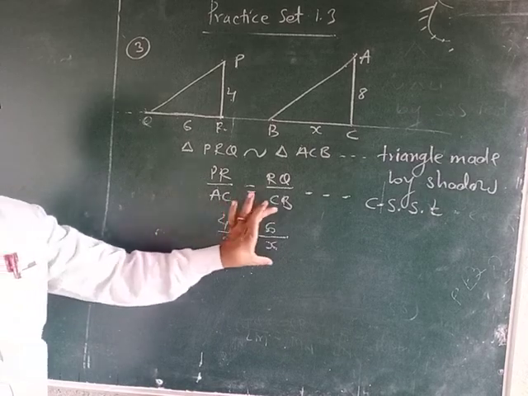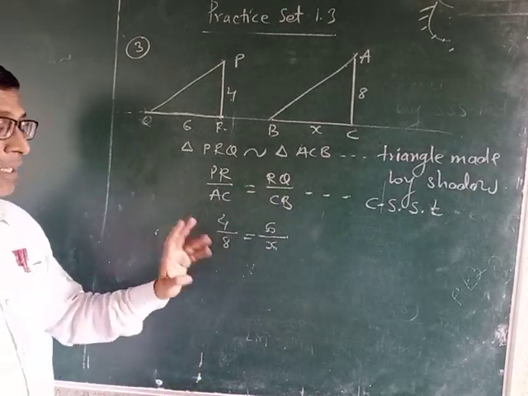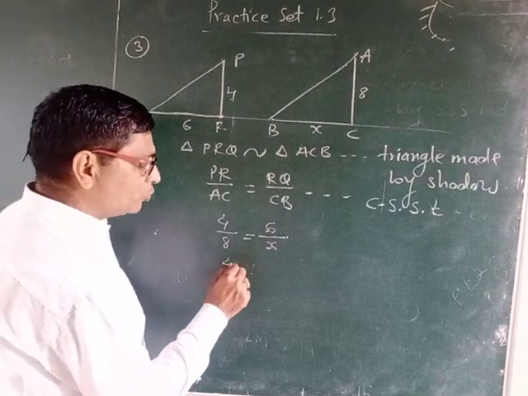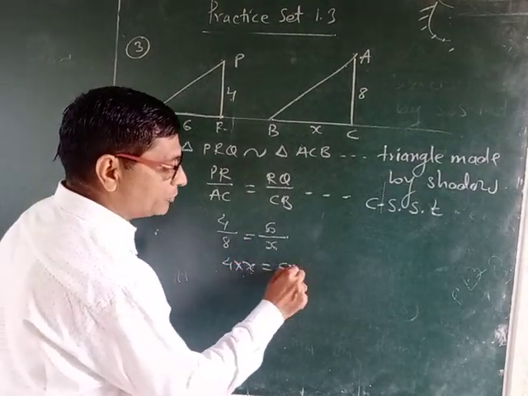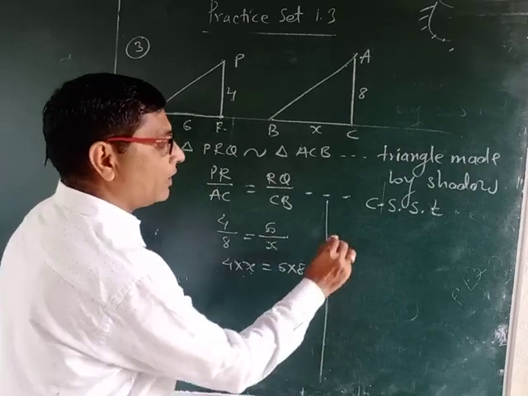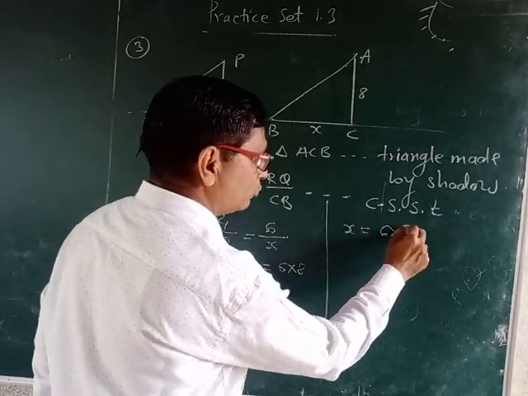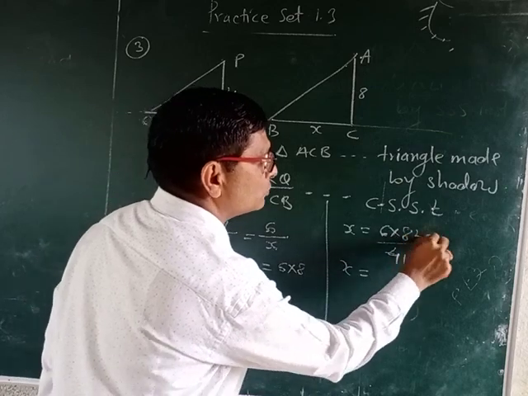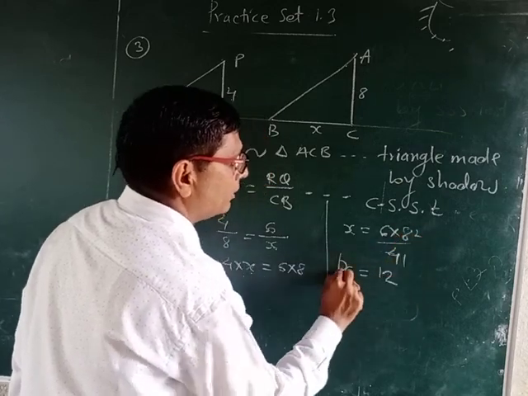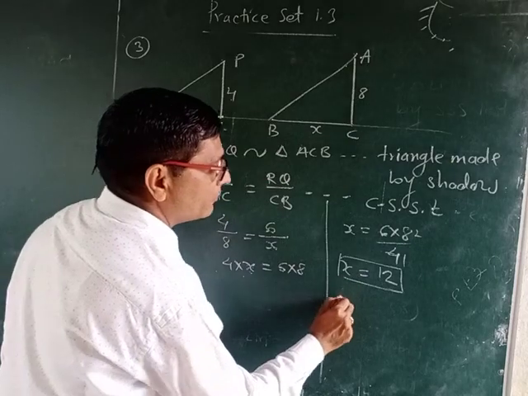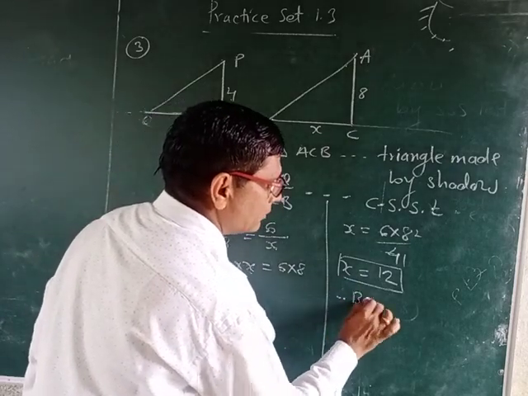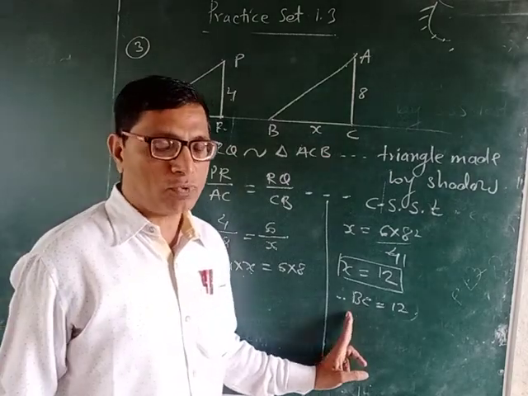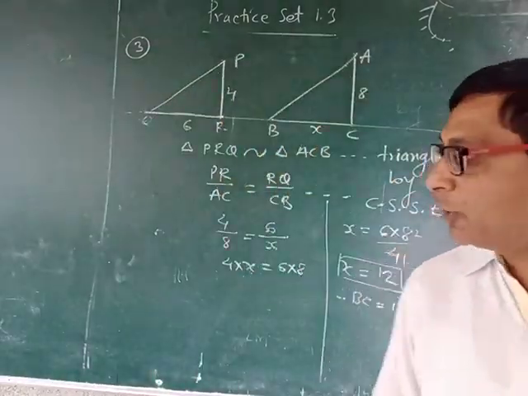Now, if two ratios are equal, then their cross multiplications are equal. 4 into X is equal to 6 into 8. Here, X is equal to 6 into 8 upon 4. X is equal to, 4 1s are 4, 4 2s are 8, 6 2s are 12. X is equal to 12. Therefore, BC is equal to 12. Therefore, the length of shadow BC is 12. Here we conclude today's lecture.